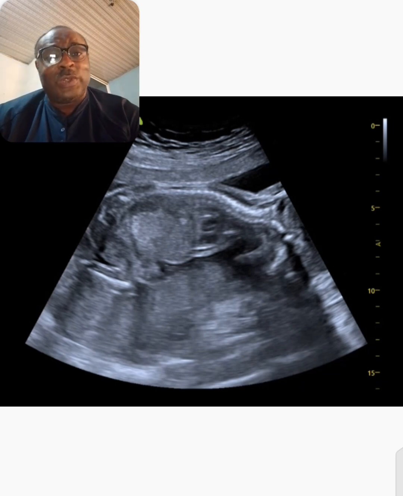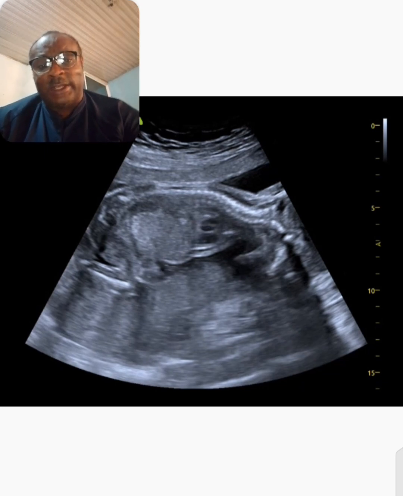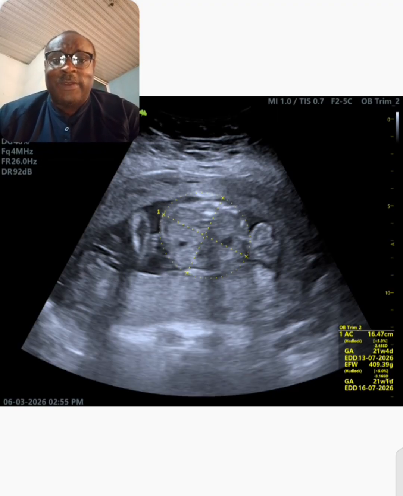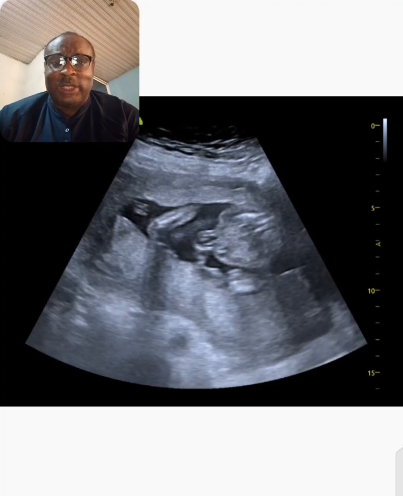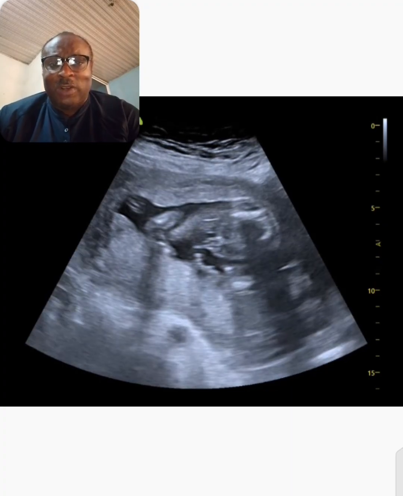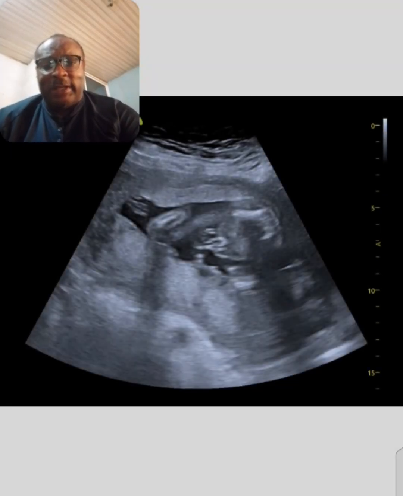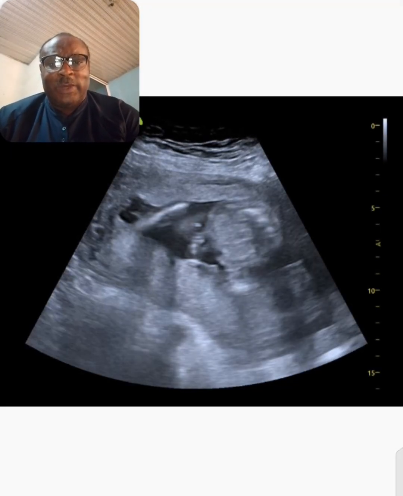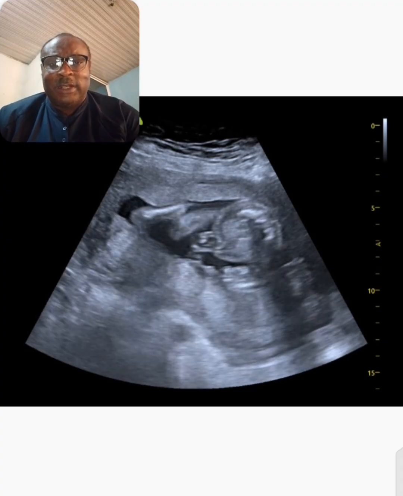We also want to know where the cord insertion is. Okay, here we're looking at the axial view of the fetal abdomen at the level of the fetal stomach. This is important. This is the cord insertion. We evaluate the cord insertion.